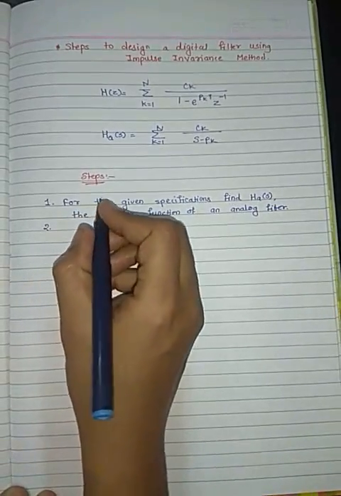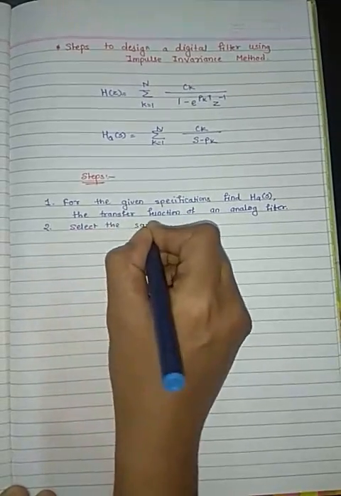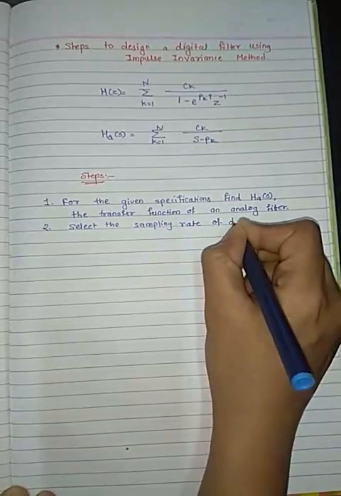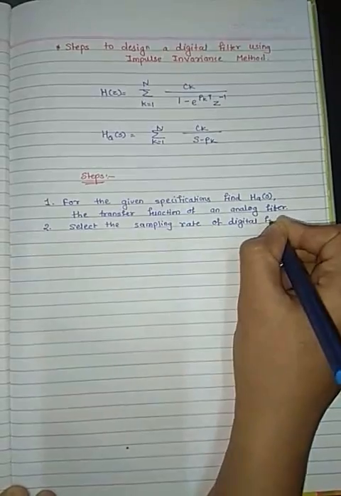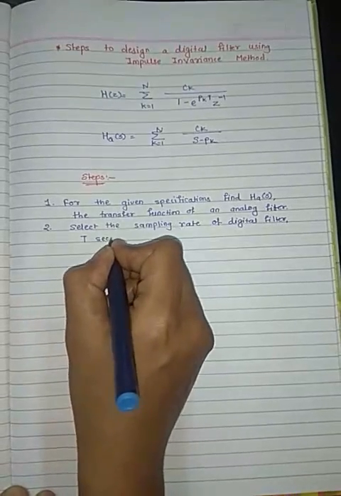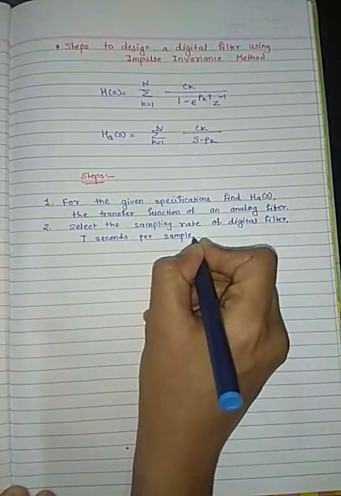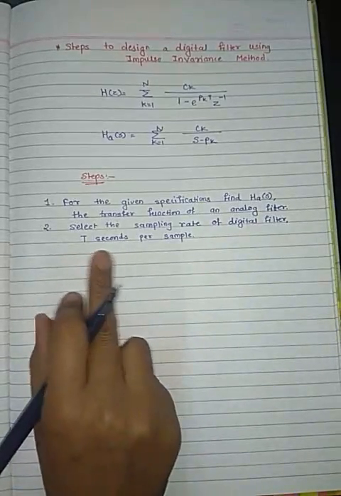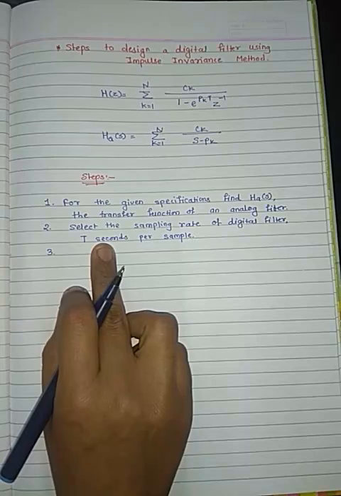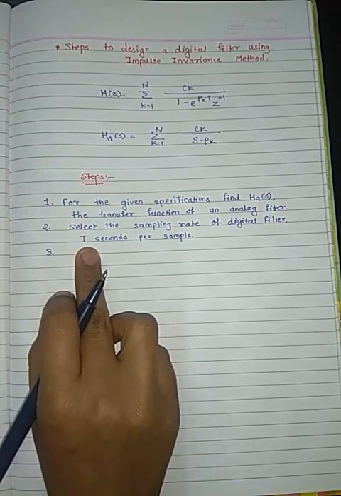Now select the sampling rate of the digital filter, T seconds per sample. This is our second step, where we have to select the sampling rate. If it is given, we have to choose that one. If it is not given, then we have to assume the value of the sampling rate.